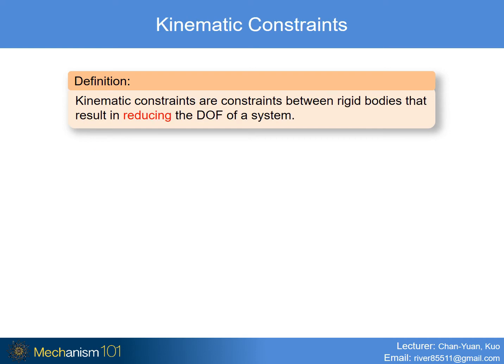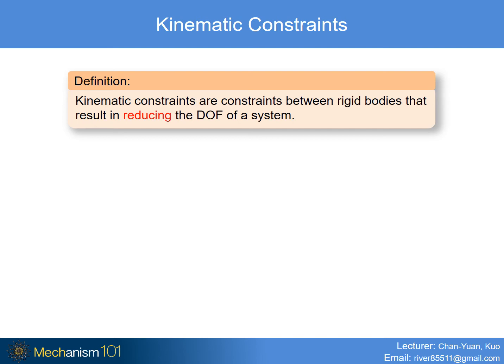However, say now we have a system with two rigid bodies connected together by a joint, then how many degrees of freedom does this system have? In order to answer this question, another important concept besides degree of freedom should be discussed, which is kinematic constraints. Kinematic constraints, by definition, are constraints between rigid bodies that result in reducing the degree of freedom of a system.